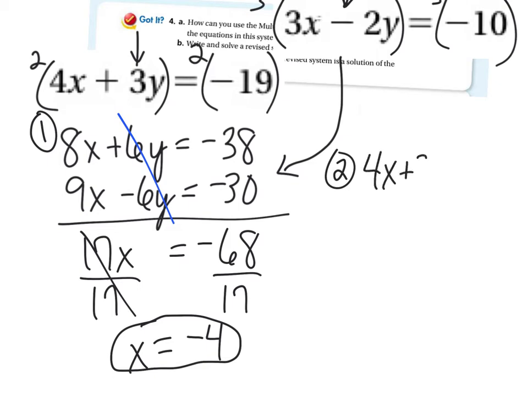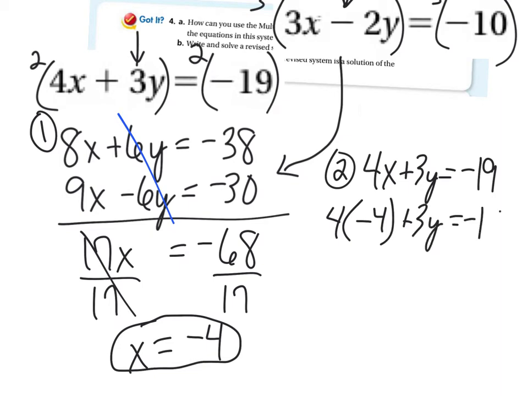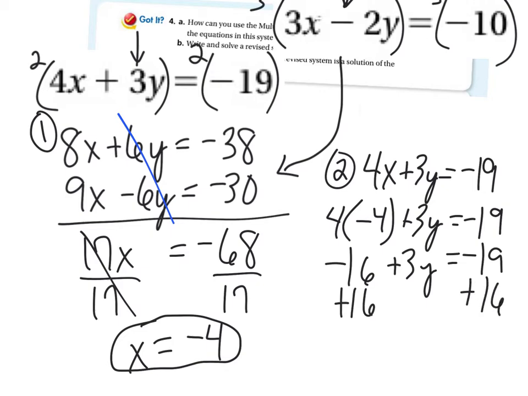I'm just going to go with the first one just because there's no negatives on the left side. Again, either way is fine. You should get the same answer. So if we work this out, multiply those, add 16 on both sides.